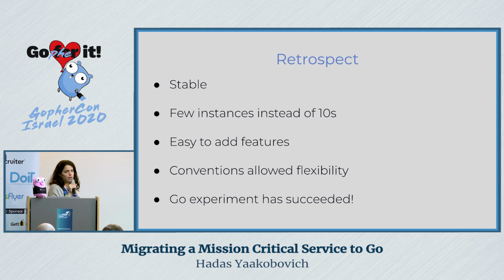And our experiment with inserting a different language other than Clojure has succeeded. We now have 41 services written in Go, and more to come.